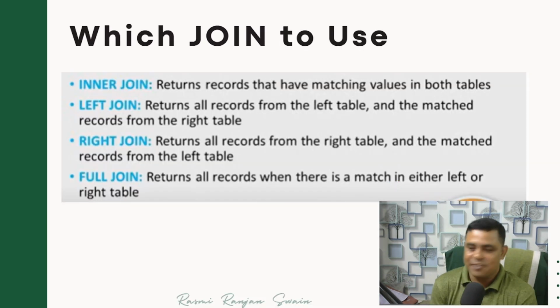So we have concluded here which join to use. We have already discussed that the inner join returns records that have matching values in both tables, and the left join returns all the records from the left table and the matching records from the right table. In the same way, the right join returns all the records from the right table and the matching records from the left table. And the full join returns all the records when there is a match in either the left table or the right table.